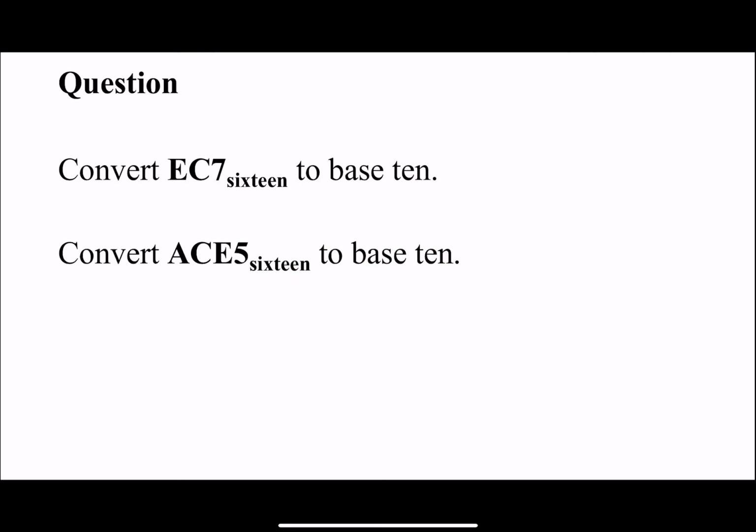Just to practice, I want you to convert EC7 base 16 to base 10 and ACE5 base 16 to base 10. I'll give you around 2 minutes, and if you need more time, please pause the video. Okay, go ahead. Don't forget: write down what each digit is, write down the place values, multiply each digit by its place value, and then add the results.